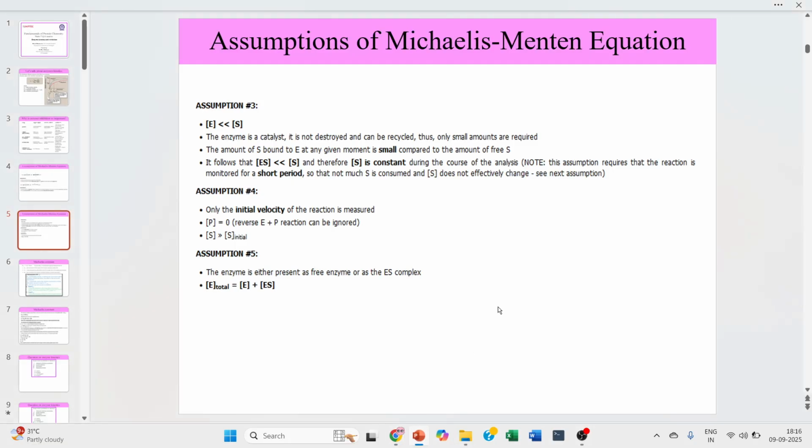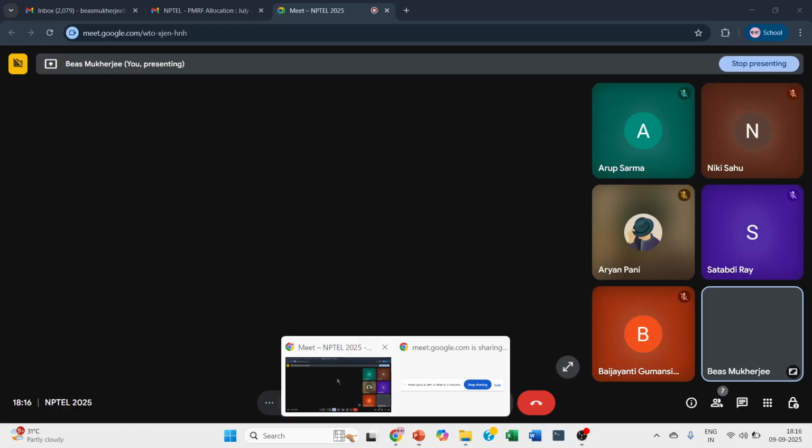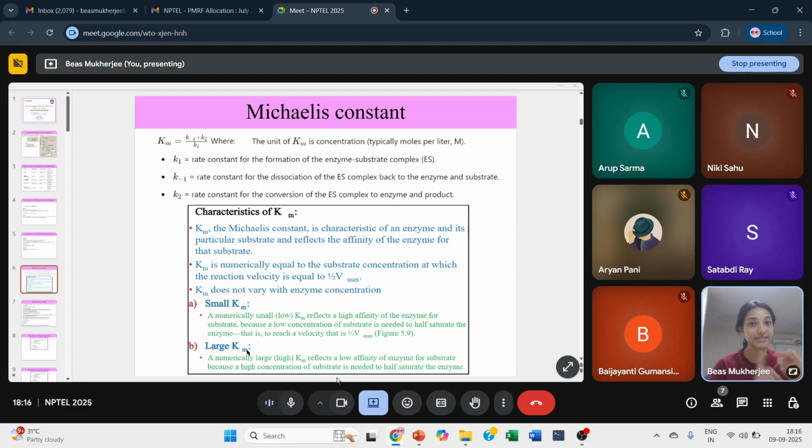Now we move on to the next slide. Based on our understanding of all of these different assumptions and the Michaelis-Menten equation, we come to the conclusion that the Michaelis-Menten constant Km is equal to K minus 1, which is the rate of backward reaction from ES to E plus S, plus K2, where K2 is the ES to E plus P formation, that forward reaction, all divided by K1. K1 is the forward reaction for ES formation. The unit of Km is concentration, so it can be moles per liter or molar.